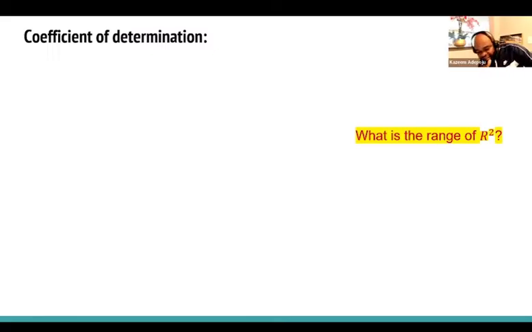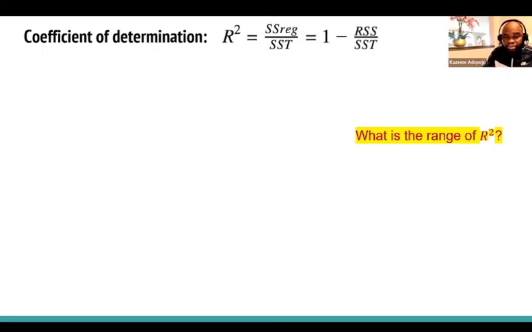Now, what is the essence of decomposing the response variable into explained variation and unexplained variation? It is because we basically want to find the coefficient of determination, which I call R squared. You know why? The R squared is the ratio of the explained variation to the total variation. I'm going to say that again.